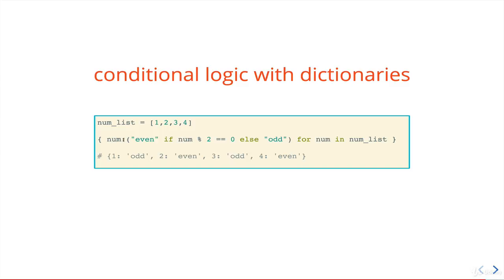We set num : so our key is just going to be the number. We could do something else here, but we'll just leave it at num : and then even if num mod 2 is equal to 0, else odd. So we're going to set the corresponding value to be even if it's even, no remainder when we divide by 2, otherwise set it to be odd. So let's check it out.